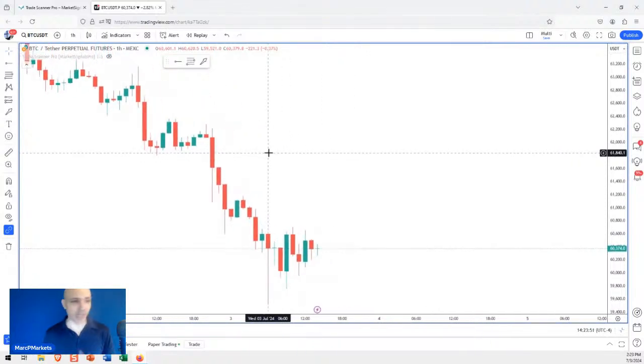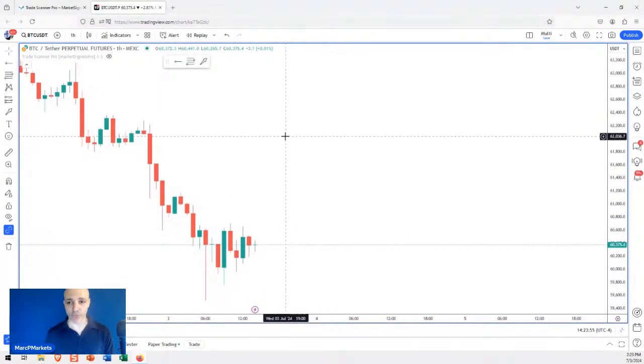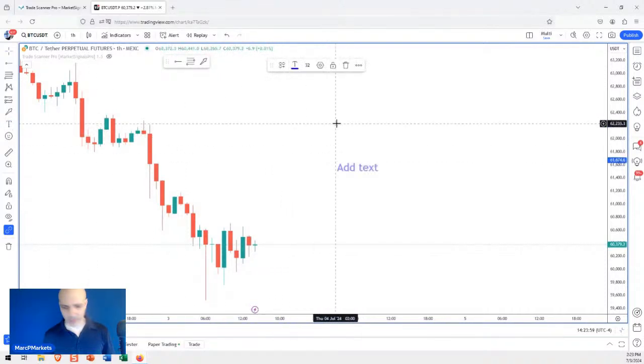So all right, that's my rant on information. Let's get into the Trade Scanner Pro situation, shall we? So step one, here's what I'm going to do. I'm going to type it in here, right?